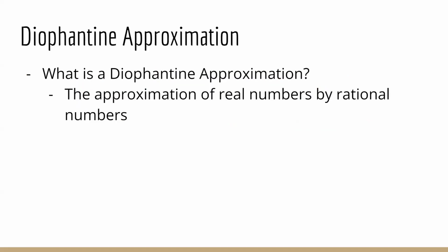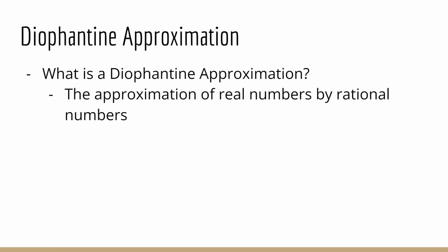Now, the last thing that I'm going to talk about is the Diophantine approximation of pi. This isn't like an experiment like the sliding block problem was, or like what we just looked at. It's more of just an observation. So to start off, a Diophantine approximation is the approximation of real numbers by rational numbers.